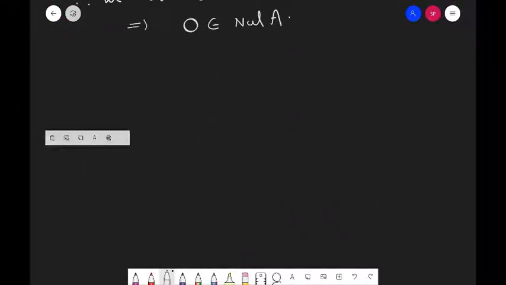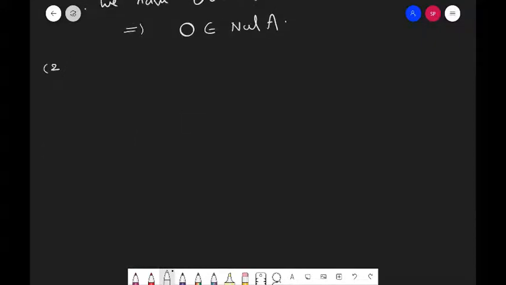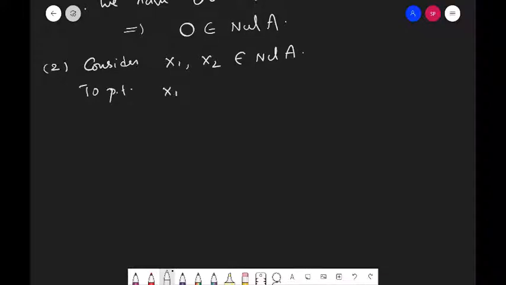Second condition, what do you have to prove? So the second one, we have to take two vectors. Suppose x1, x2, and then you have to prove x1 plus x2 is also there in null A. This is what we have to prove. So let us try to prove it. I'll consider x1, x2 belong to null A, and you have to prove that x1 plus x2 belongs to null A.